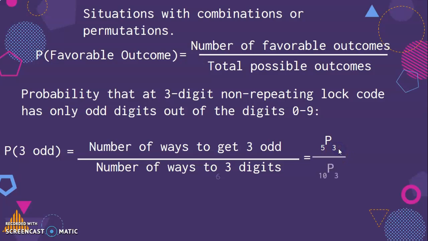And we're going to divide that by the total number of digits possible to be choosing from, which is 0 through 9. So there's 10 possible digits to be chosen, and I'm picking 3 of them. So I'm picking out of the odd, I'll pick 3, and that's the favorable outcome, divided by the total number of digits, choosing 3 of them.